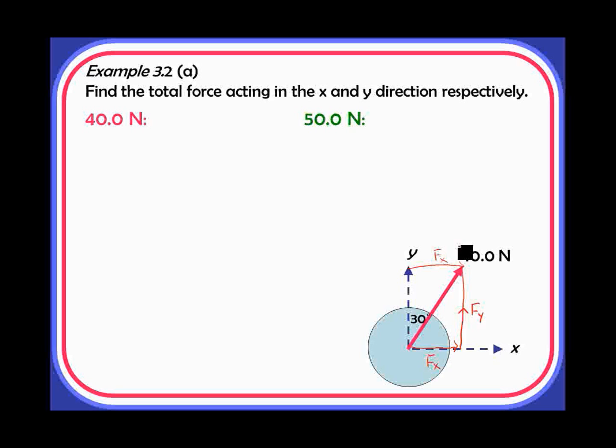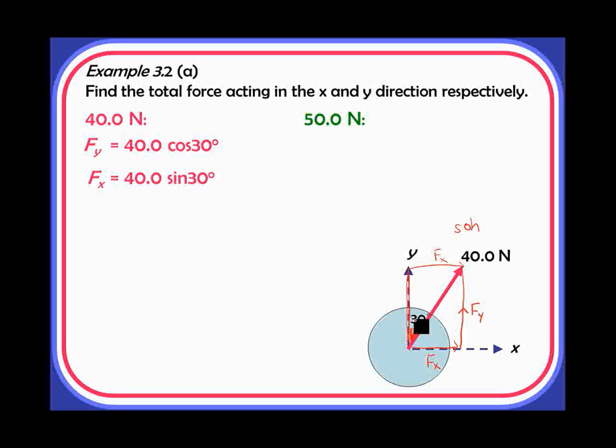Okay, so from here, the angle given is 30. I want to find the x component, which is opposite. I have the hypotenuse, so I should be using sine. So your Fx will be 40 sine 30. Okay, then do the same thing for Fy. Fy will be here. This one here is parallel to this, so these two have the same length. So my Fy will be adjacent over hypotenuse. So that is cosine. So Fy will be 40 cosine 30.